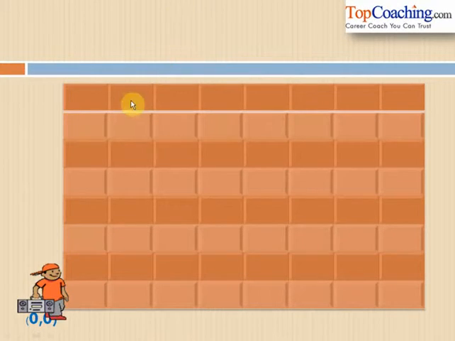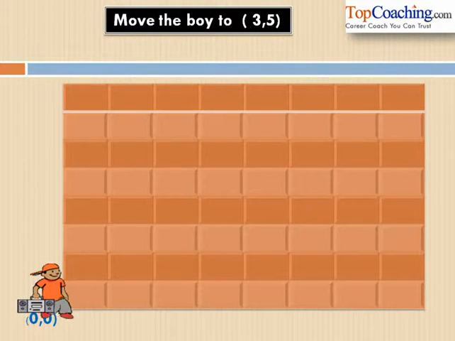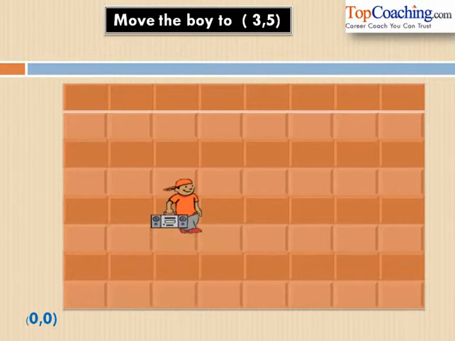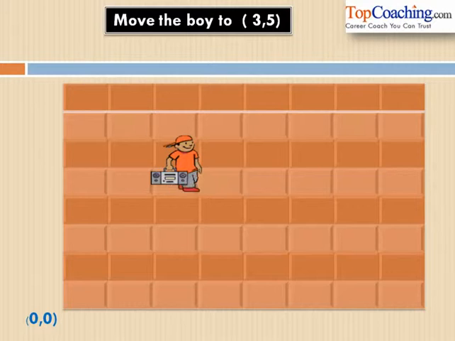Now, let's try to see how to actually locate any point on the coordinate plane. Let us say that this is a rectangular grid and this is very much similar to a coordinate plane. Now, there's a boy who is standing at the origin. Let us say that this is the origin or the starting point, and we have blocks placed horizontally and blocks placed vertically. Now, the instruction is: move the boy to 3, 5. So we have to move this boy to 3, 5. Now where is this point? So this boy moves this way. So finally this point represents 3, 5.